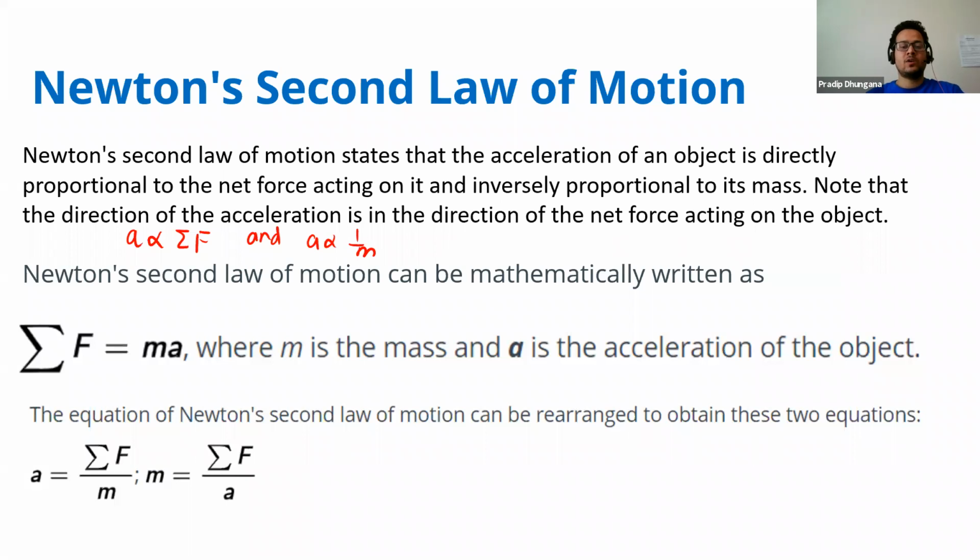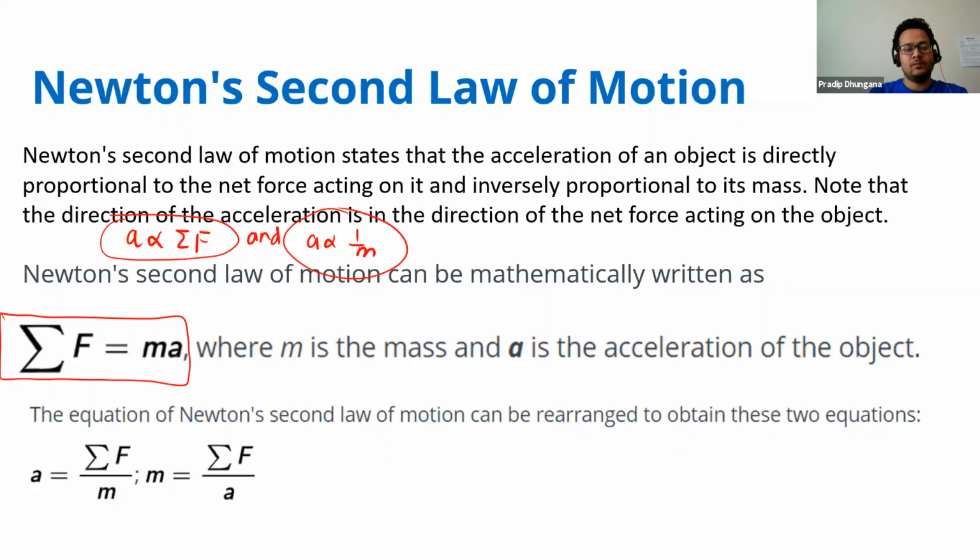If we combine those two, acceleration is directly proportional to net force and inversely proportional to mass, we get net force is equal to mass times acceleration, where m is the mass and a is the acceleration of the object. Net force is equal to mass times acceleration.